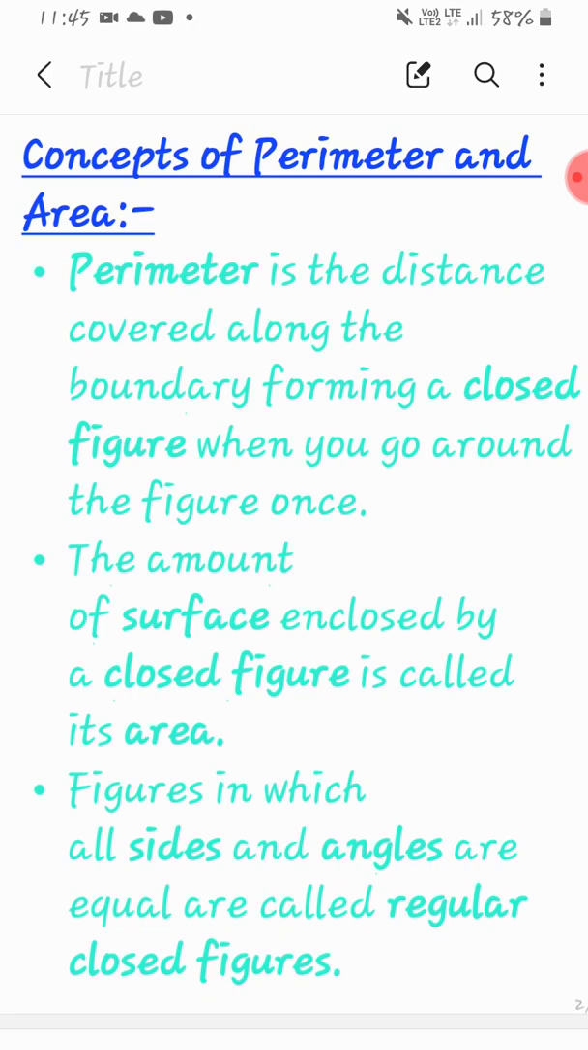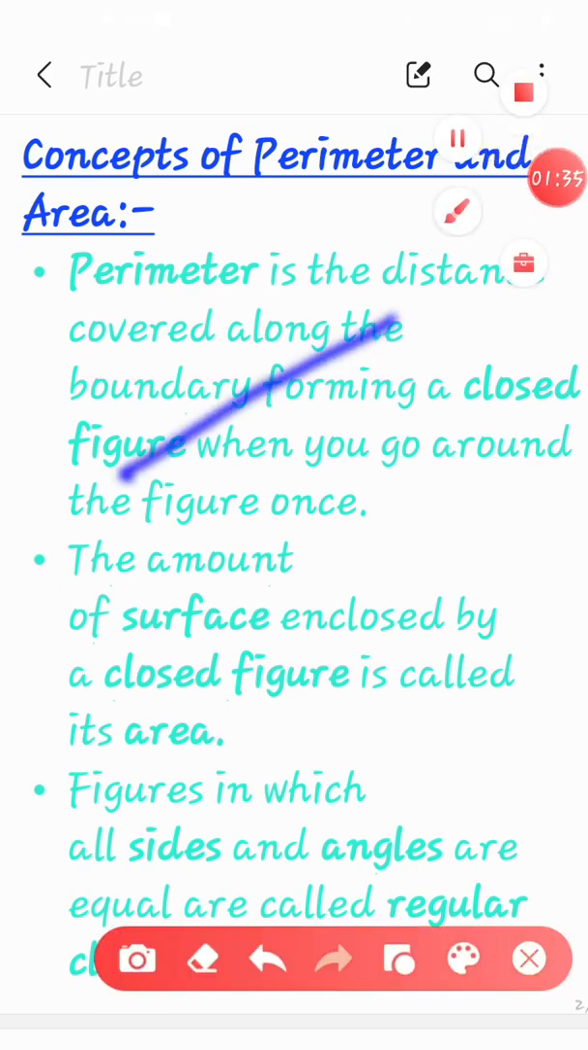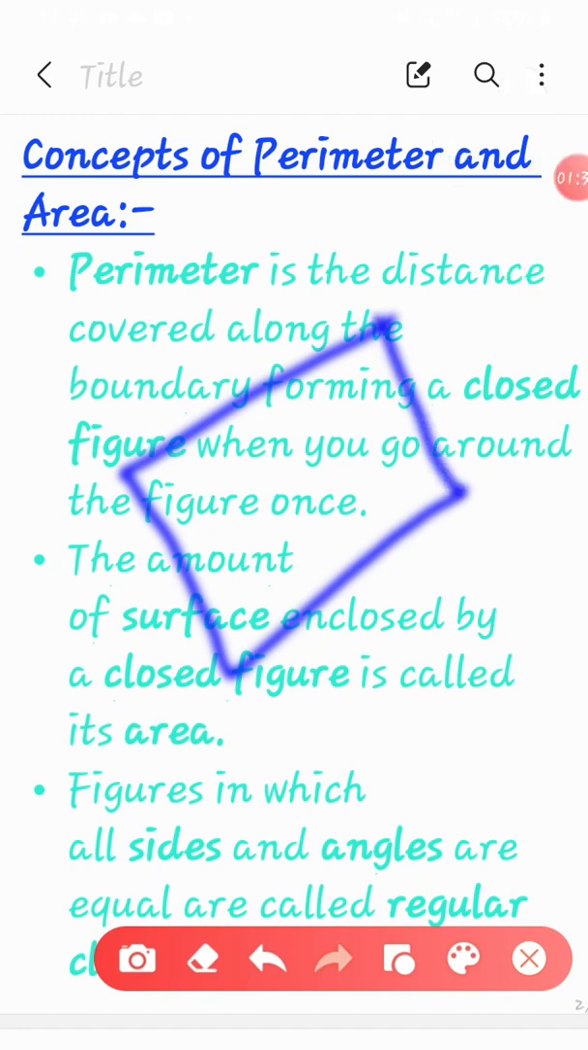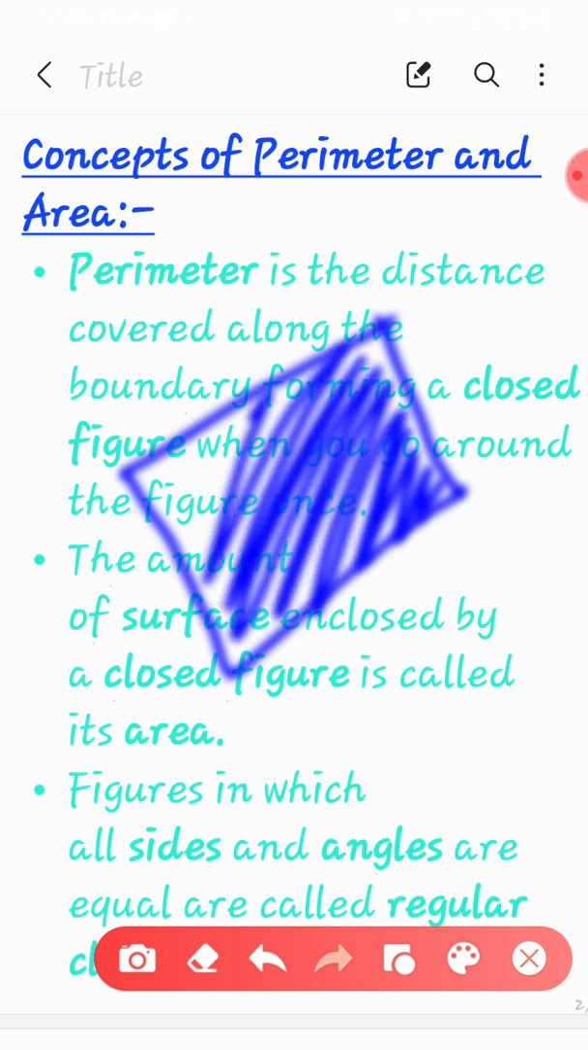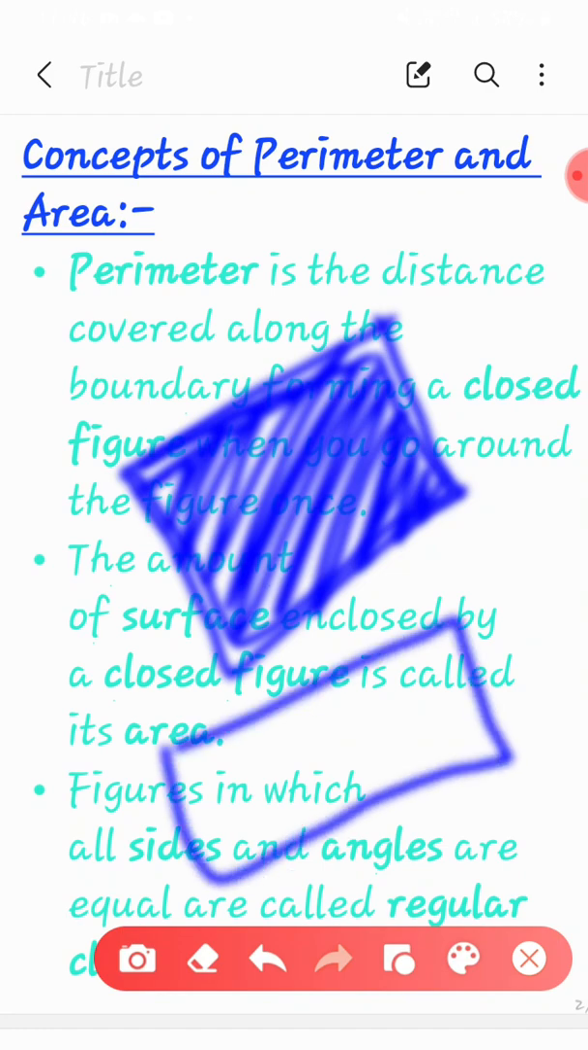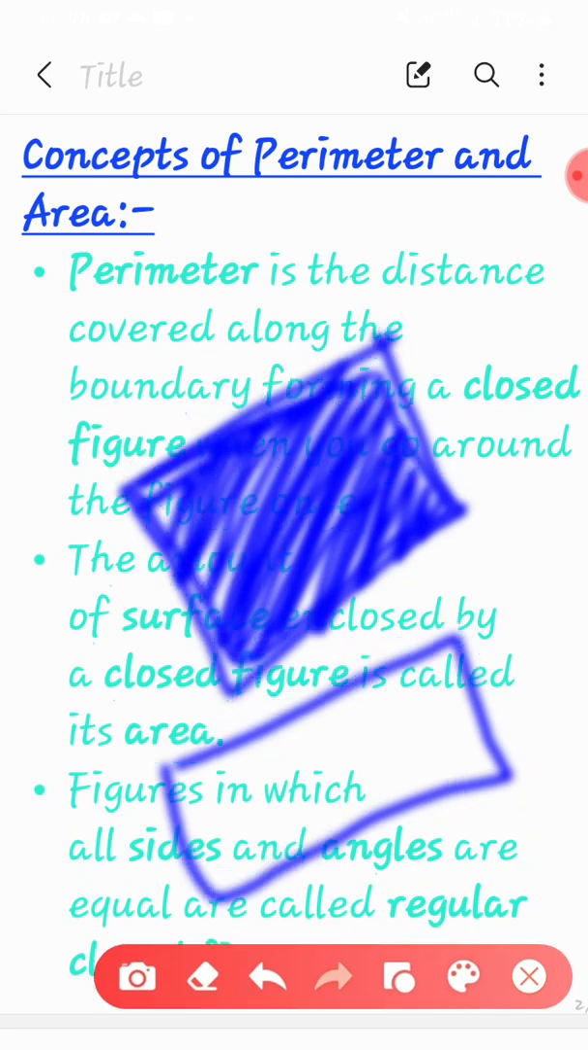Then what is an area? The amount of surface enclosed by a closed figure is called its area. Area means, suppose that particular figure for which we were finding the perimeter, when we are finding out the amount of surface enclosed by that closed figure, this part, it is said to be finding the area. Okay, only the boundary length we are finding out, that is perimeter, but this surface we are finding out, it is called area.